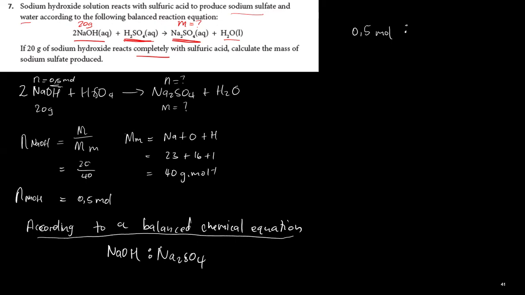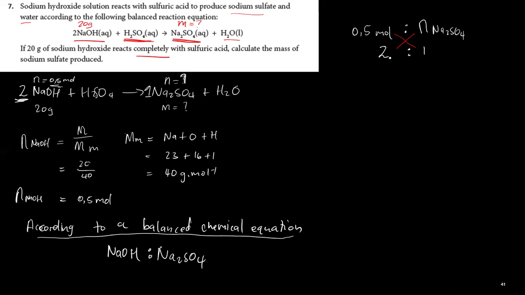We do not know the number of moles of sodium sulfate. That's what we are looking for, here's our question mark. Now we use the stoichiometric coefficients: for sodium hydroxide we have 2, and for sodium sulfate we have 1. Using this ratio, we're going to cross multiply.